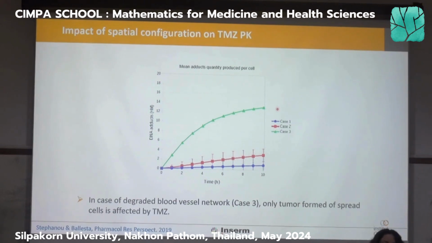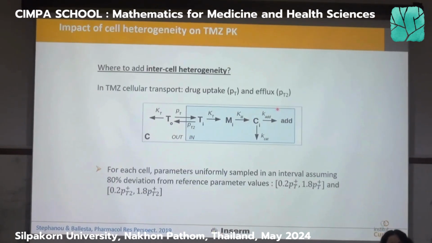Okay, so now we have a nice model with cells which are described individually. So the next question was to study a bit the inter-cell variability. So we want to make the cells a bit different, okay? And the idea is to actually put the difference between cells in the transport of temozolomide. So remember we have this intracellular model, and the idea is to make cells a bit different by changing the parameters PT and PT2. So now you have to imagine that for each node you have different values of PT and PT2. So the cells are not the same anymore, okay?